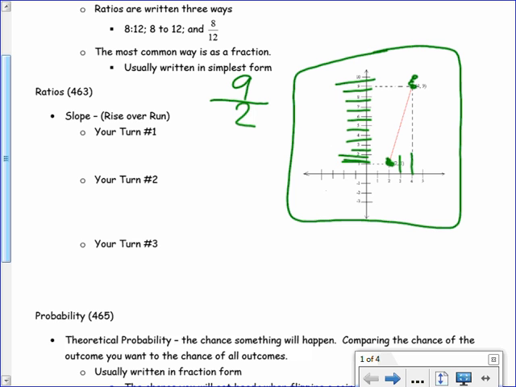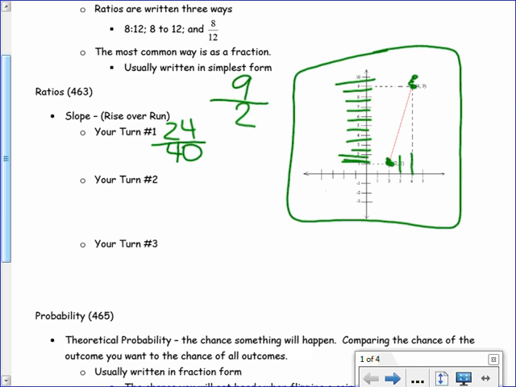Let's look at your turn number 1, which is on page 463, and it says Stacy measures 40 inches from her feet to her navel and 24 inches from her navel to the top of the head. What is the ratio of the smaller length to the larger length? So 24 and 40 are the two numbers we're comparing, and the smaller length goes on top. So it's 24 over 40.